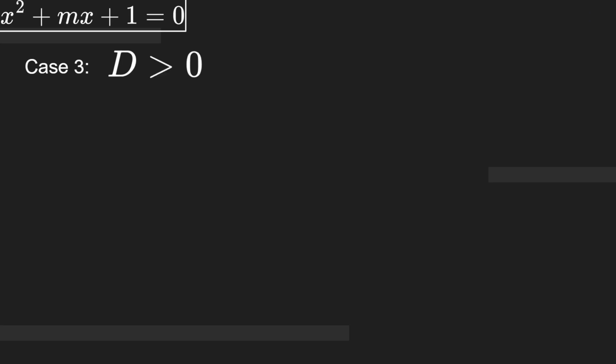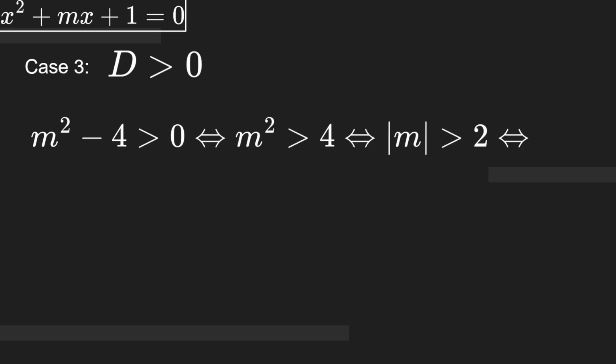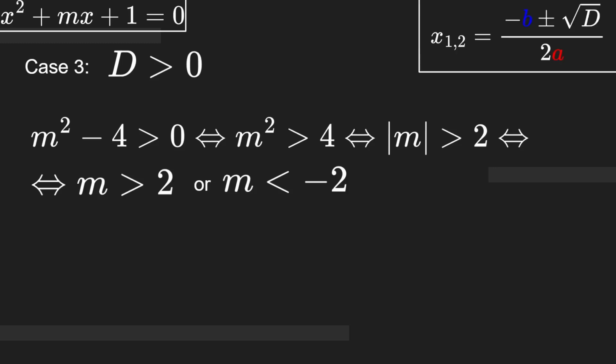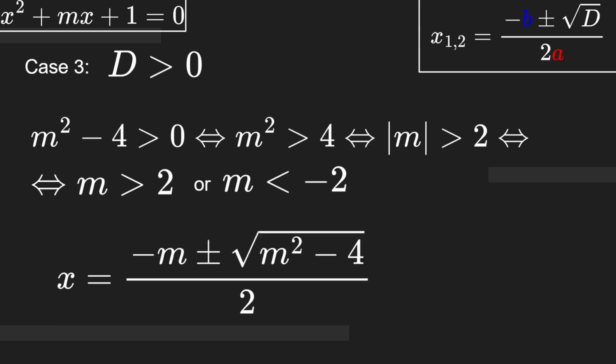Case 3. D is positive. In that case, we must have m squared minus 4 greater than 0, or m squared greater than 4, or absolute value of m greater than 2, which gives us m is greater than 2, or m is less than negative 2. Either case, we get two solutions, x equals negative b plus minus the square root of D over 2a. In our case, we get x equals negative m plus minus the square root of m squared minus 4 over 2.